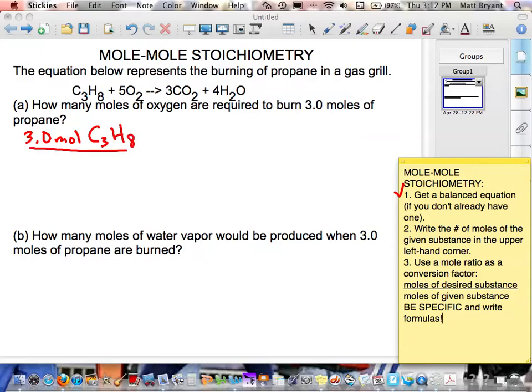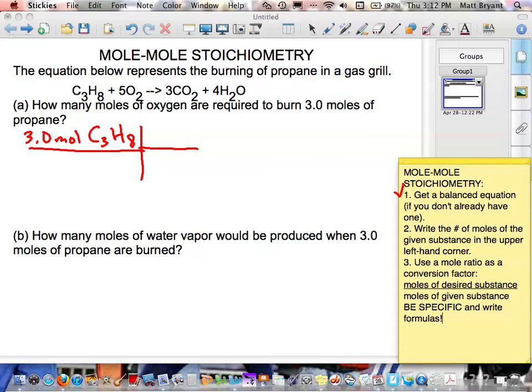Now, it's really, really important, like I said in the previous podcast, to make sure you put in that formula. A lot of you have been getting, frankly, a little sloppy with your units, with keeping track of things, and it's caused you to make some silly mistakes. Here, you're going to do that even more often if you don't write not only the unit, but the substance that it comes from. In this case, we need to be really specific that we have 3 moles of propane, C3H8. It's not 3 moles of anything else, it's 3 moles of propane.